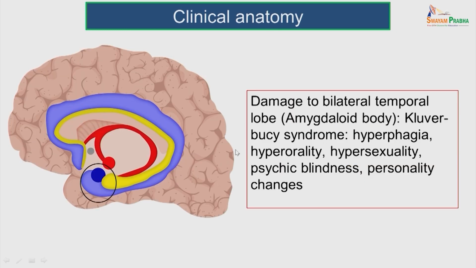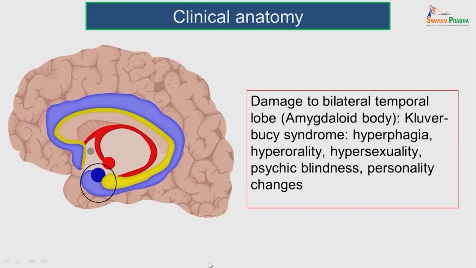Okay. So, now let us discuss the clinical importance of studying the limbic system. If there is damage to the temporal lobe, where the amygdaloid body is mainly present, that leads to Kluver-Bucy syndrome. What happens in this syndrome is there is hyperphagia. The meaning is, hyper means more, eating is more. Hyperorality means whatever they feel, they want to identify the object, they put it in the mouth. That is called hyperorality.